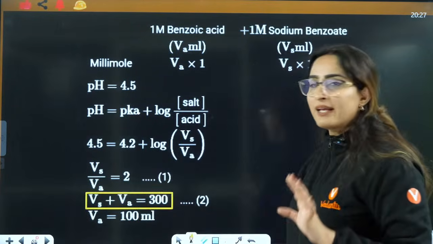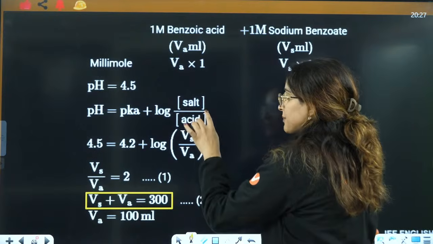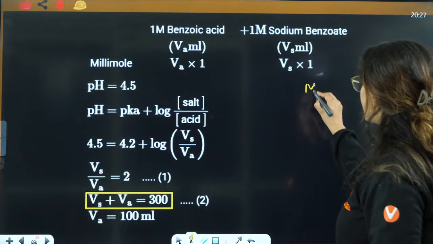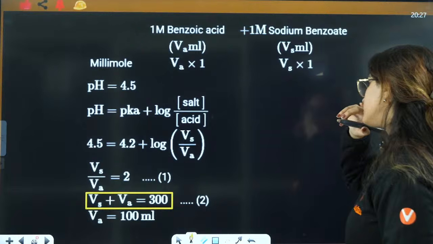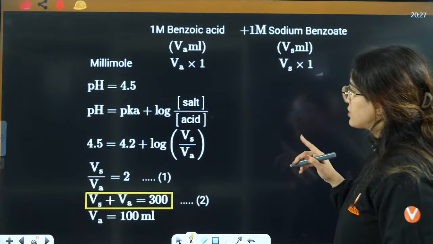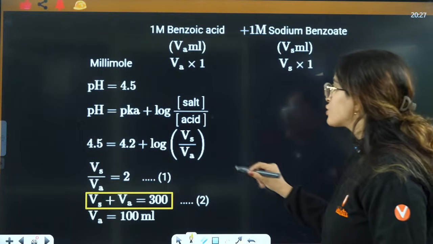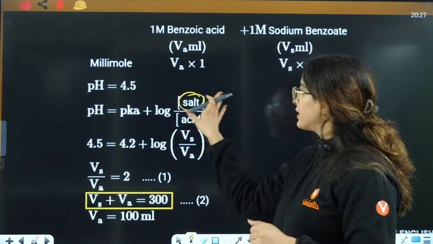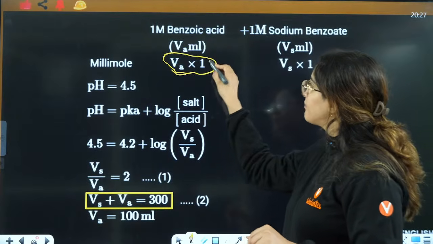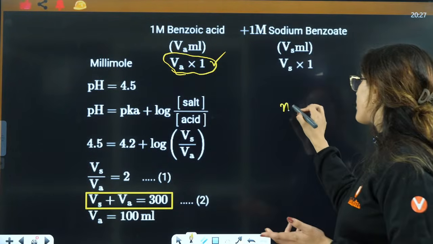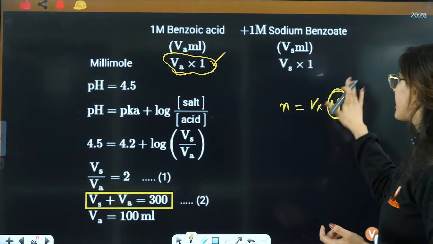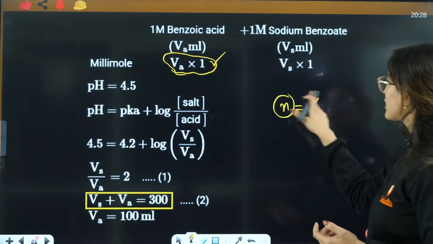What we will do, we'll take the ratio here. Instead of putting them in concentration, we are putting them in volume, because molarity is the same here. So how many millimoles are there? What is the number of moles? It is volume into molarity. Molarity is the same here, so we can say millimoles is equal to volume.